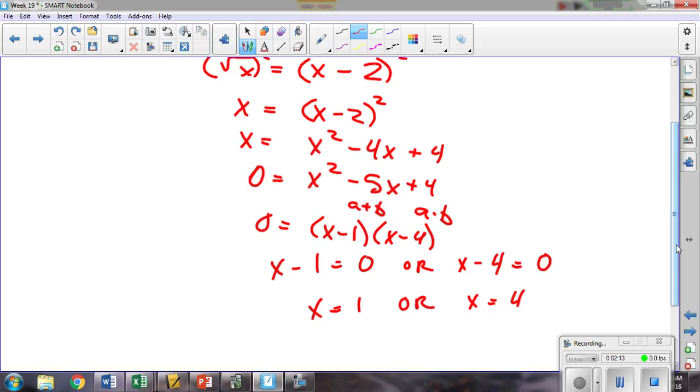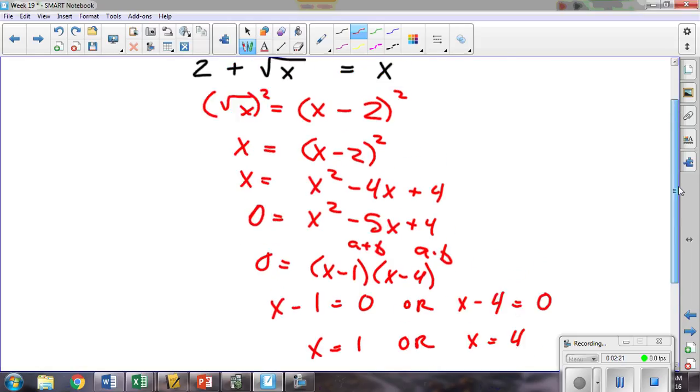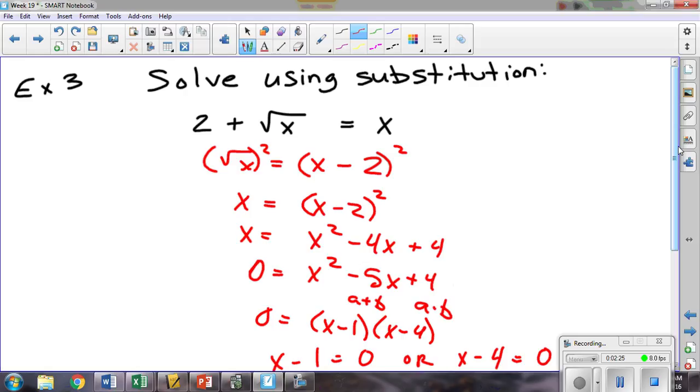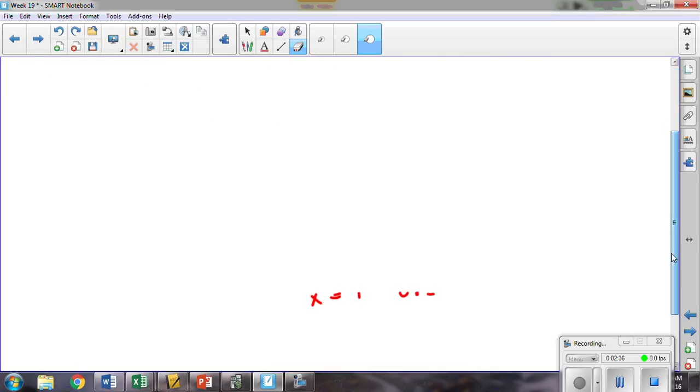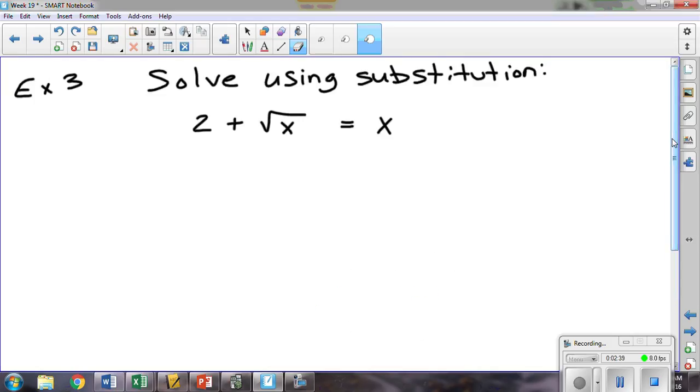Because of the directions, this would be considered a wrong answer. Even though everything is correct, and we have our solutions of 1 and 4, which, by the way, we would still need to go back and verify that we don't have an extraneous solution. I'm not going to use that technique because we're not allowed. We did not use any substitution in that problem. And the directions specifically say solve using substitution. So what is this substitution strategy? It's a different way of getting rid of the square root.